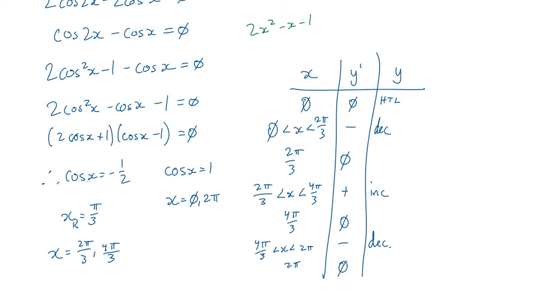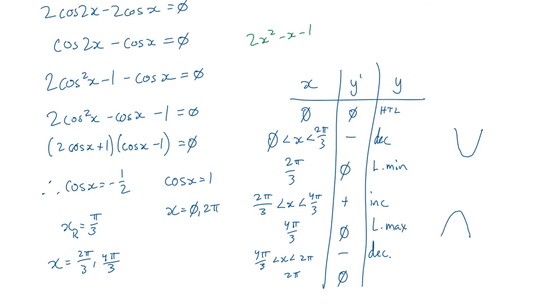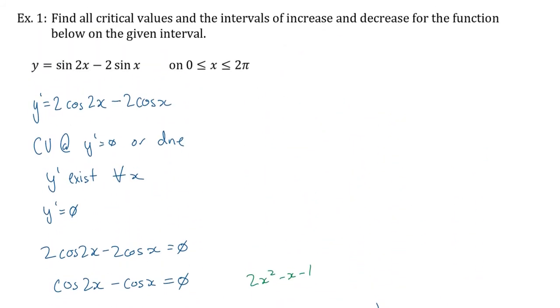But we would just call that a horizontal tangent line because we don't know what happens after that. If it's going from decreasing, so it's coming down, and then it's increasing, okay, decreasing changing to increasing, well, that is a local minimum. And increasing changing to decreasing is a local maximum. So we found the critical values.